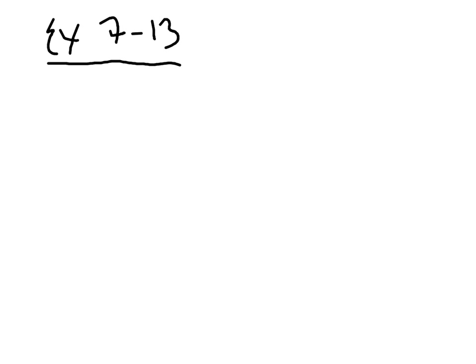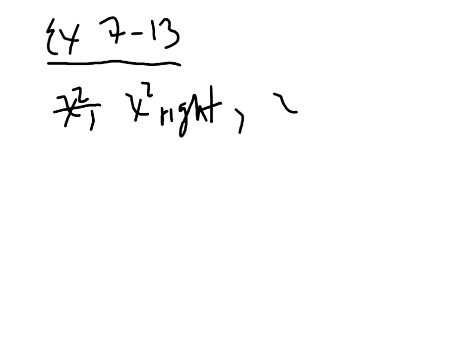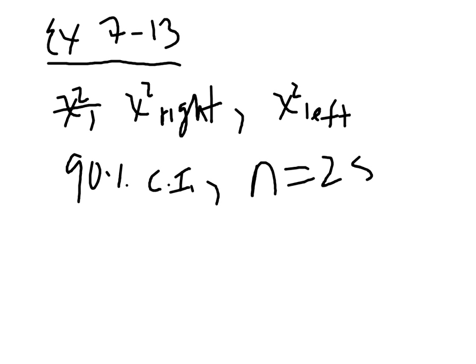In this case, and again, you can finish reading the blurb on 400, it says find the chi-squared right and chi-squared left values for a 90% confidence interval, and n is equal to 25. Now, as I mentioned, the chi-squared left and chi-squared right are going to be values, and you'll find them in the tables. But again, I'll go ahead and write degrees of freedom 24 here. Remember, degrees of freedom equal n minus 1.